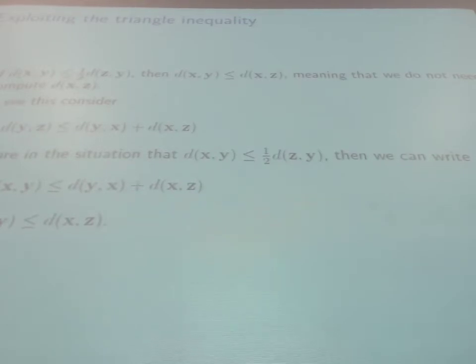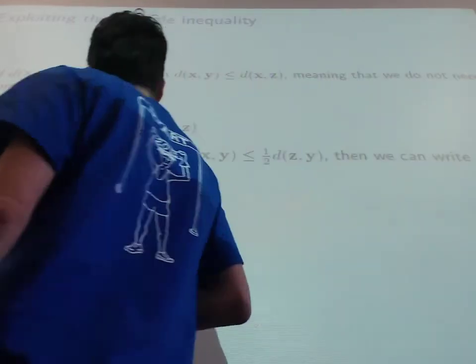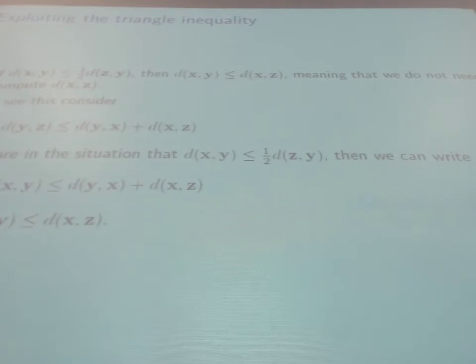And one result we can use is this: if the distance between x and y is less than half the distance between z and y, then we know we don't have to compute the distance between x and z, because we know that it must be larger. So the distance between x and y must be smaller than the distance between x and z.